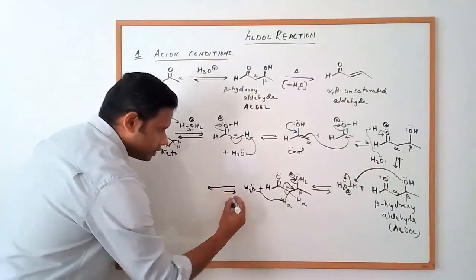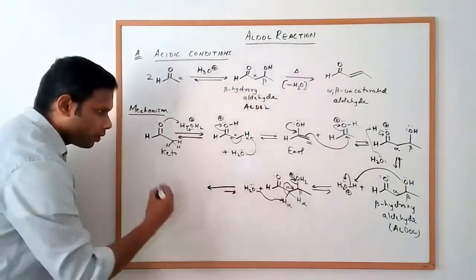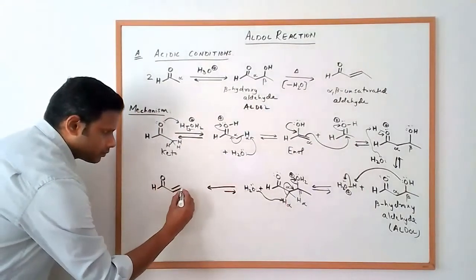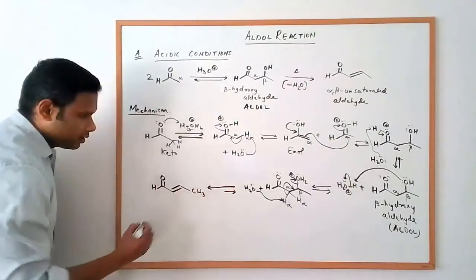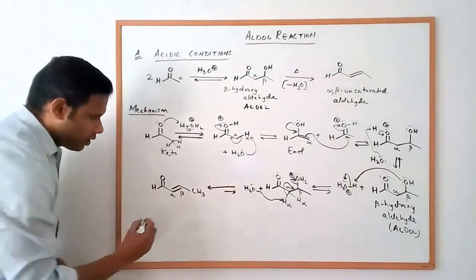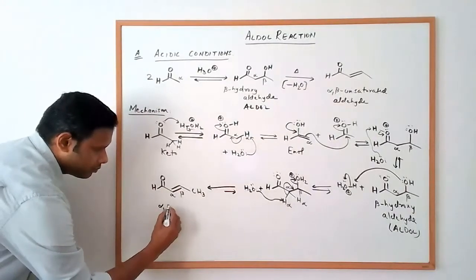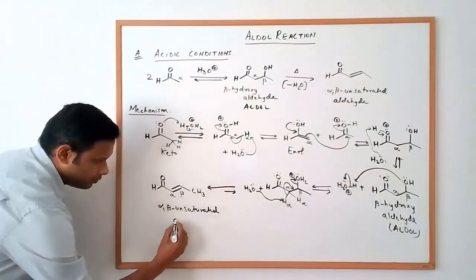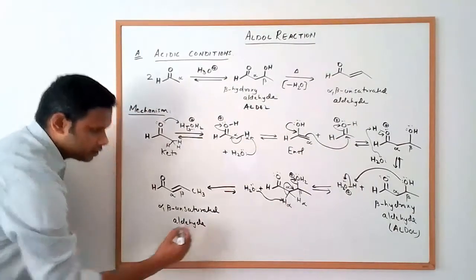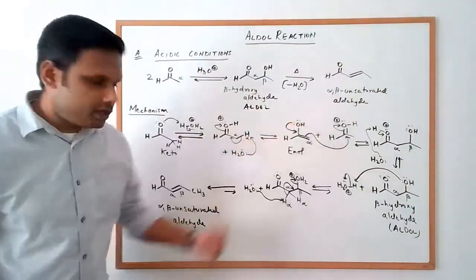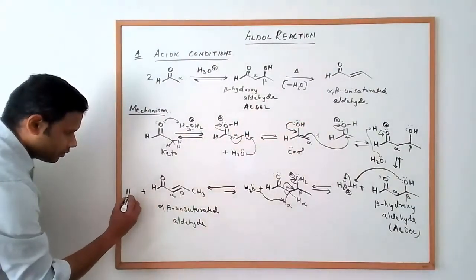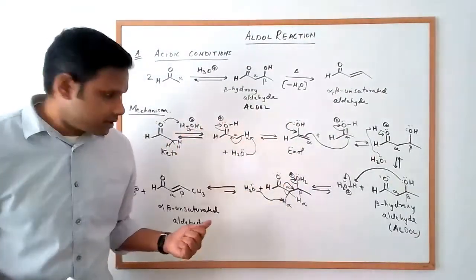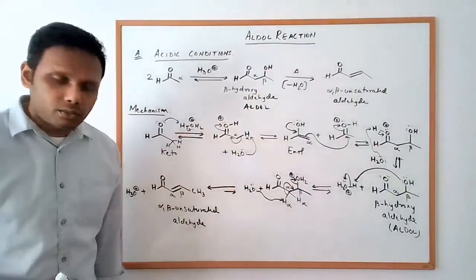And this process is highly favorable in the forward direction, and it would give us the alpha beta unsaturated carbonyl compound. So alpha beta unsaturated aldehyde is formed, which is our condensation product. And along with that, we are going to get hydronium ion. So this process is only catalytic in acid. You don't need a lot of acid because the acid is regenerated.